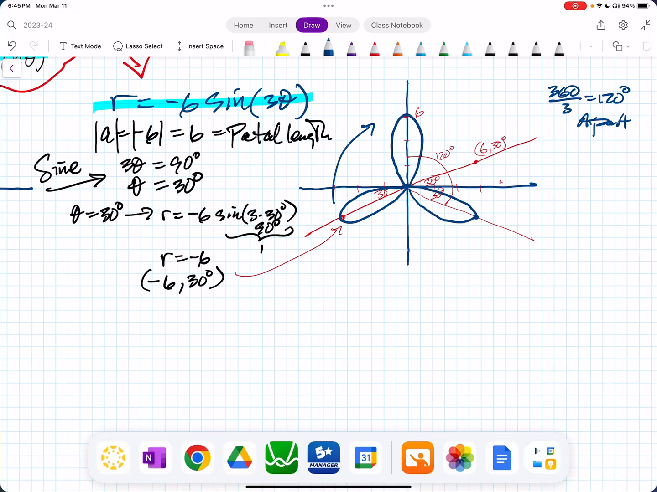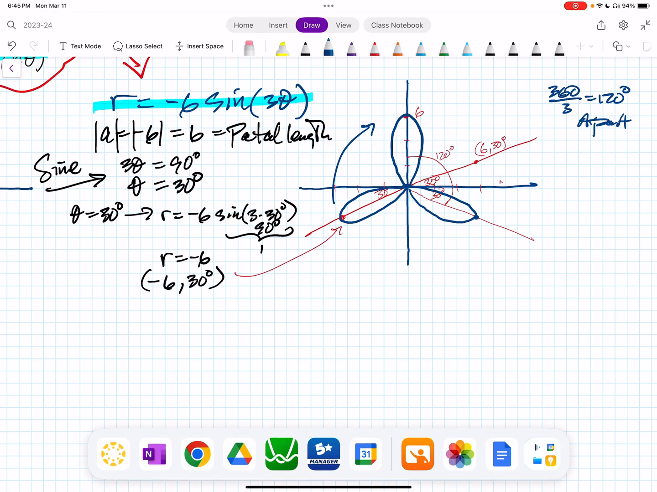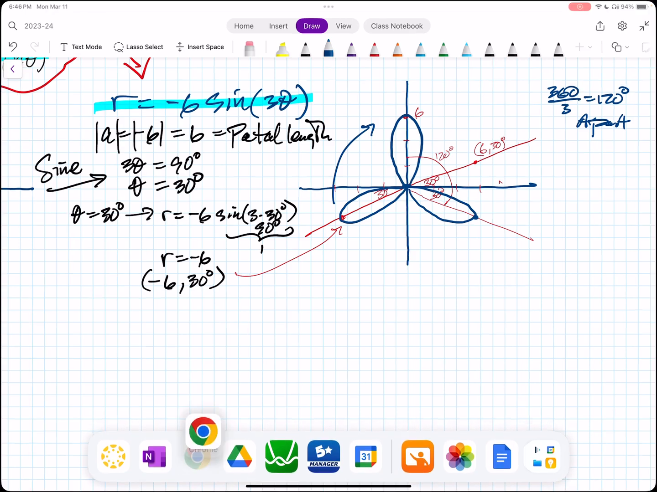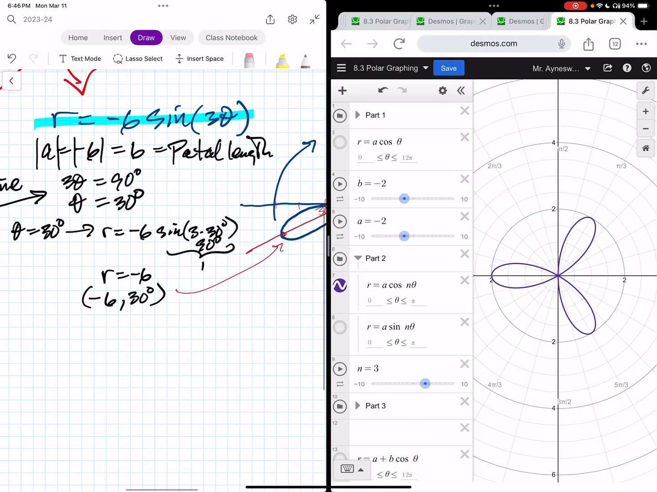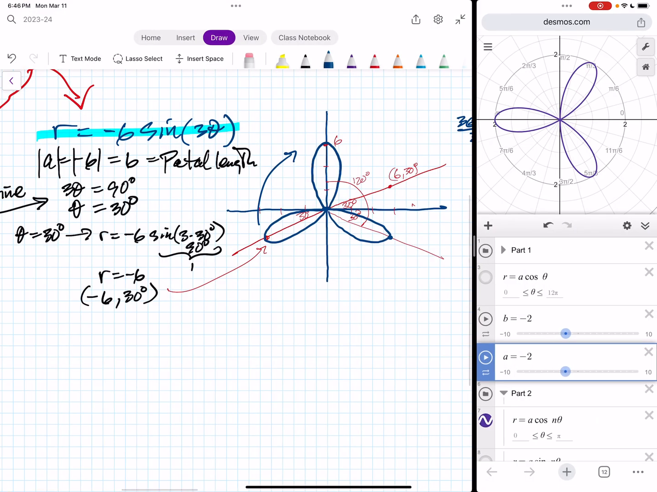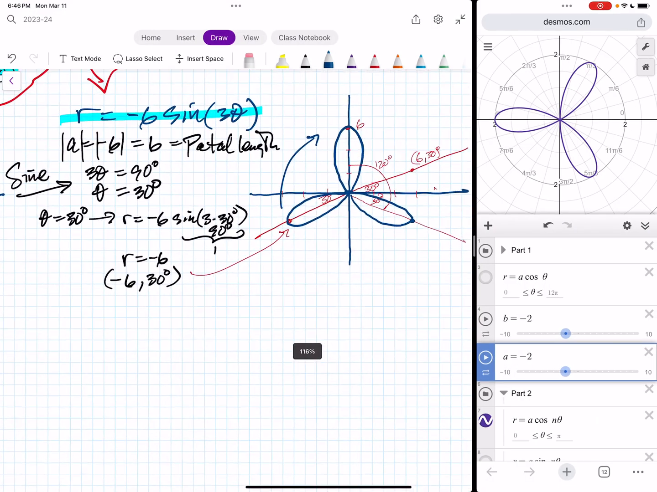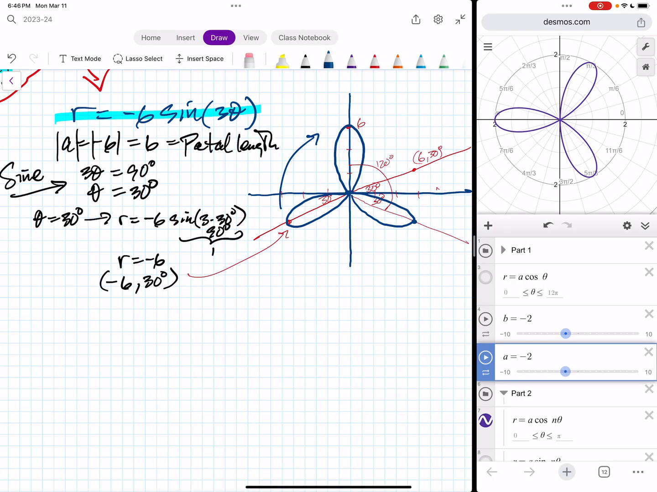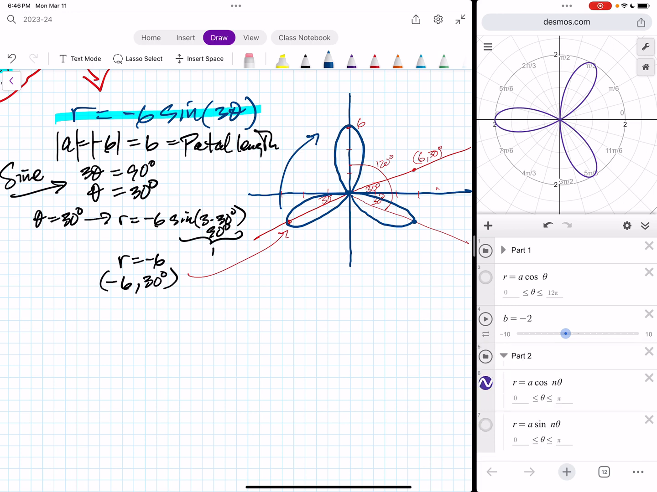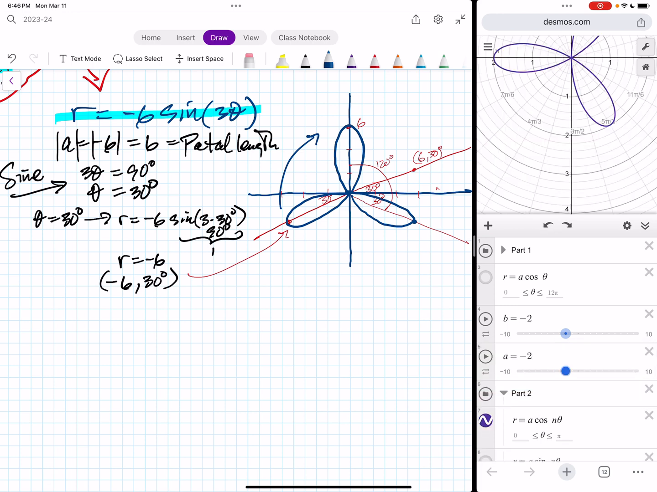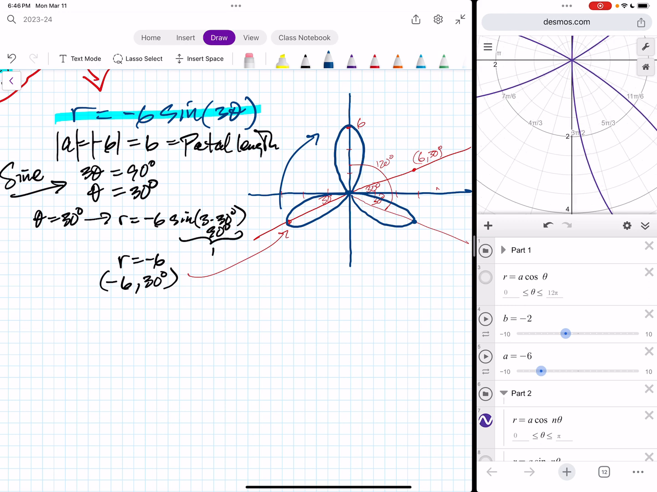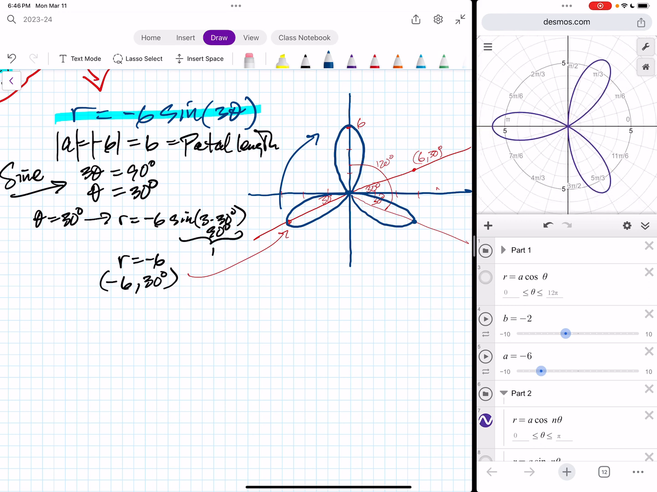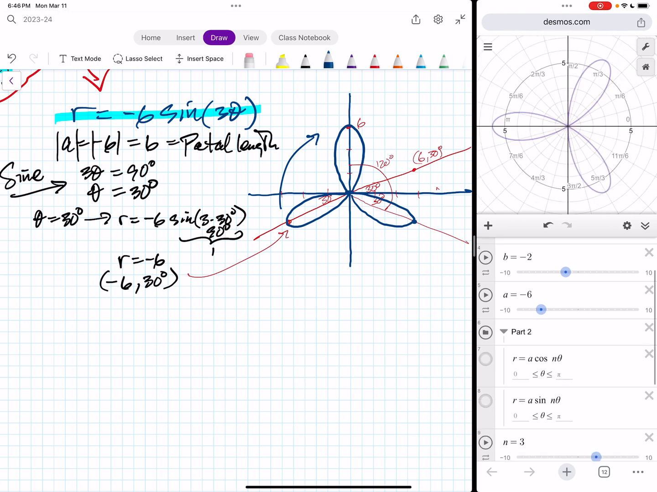And then what you do is you bring in Desmos, your best friend, and you confirm your conjecture. Because this one was difficult, I'm going to show you in Desmos what this looks like. Okay, so on this point here, I need to change a to negative 6. So here we go. Here's negative 6. Okay, and then I've got to change it to sine because we're not dealing with cosine, we're dealing with sine. And lo and behold, look at that. It's the same graph, guys.